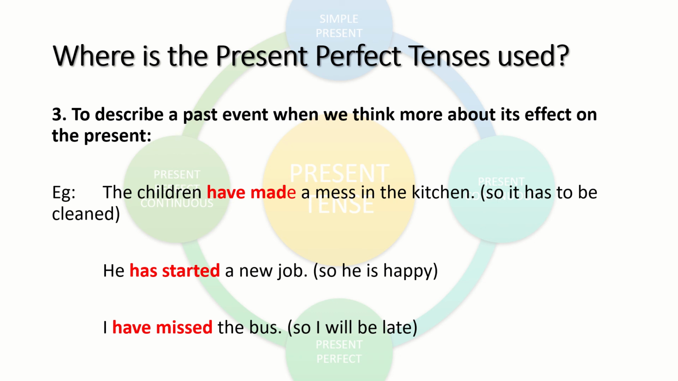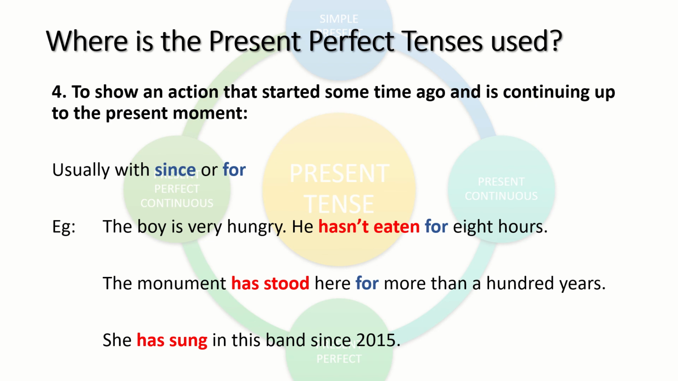I have missed the bus. I was running for the bus and I missed it. It's already happened. But what is the repercussion? What is the effect in the present? What is the result? I will be late. So in cases like this, when an action has taken place, but the effect is on the present, then also we use the present perfect tense.